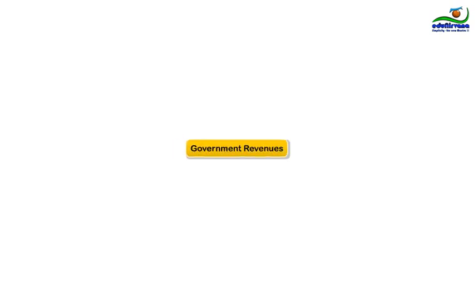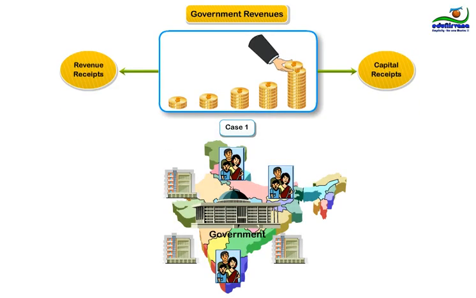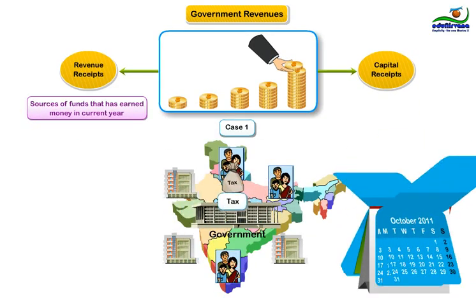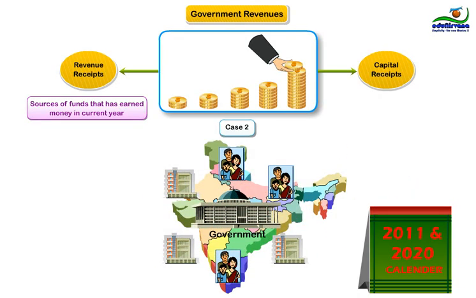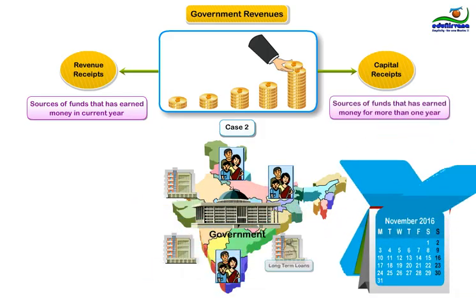As we know, the sources of money for government are the revenues. Government divides these sources of revenue into two broad heads: revenue receipts and capital receipts. The revenue receipts represent sources of funds for government that it has earned in the current year or taken as a short-term loan, whereas capital receipts represent sources of funds for government for more than 1 year.